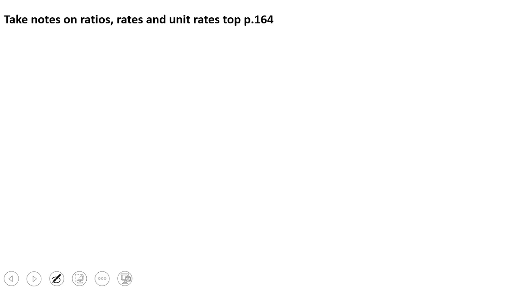So I'm going to talk about ratios, rates, and unit rates from the notes that you were to take. And I'm probably going to add some things to the ratio. So when we're done with this page on ratios, you might want to pause and write it all down. Very important to listen first, though.